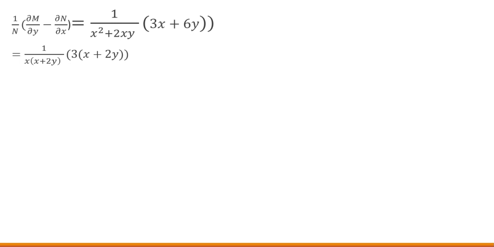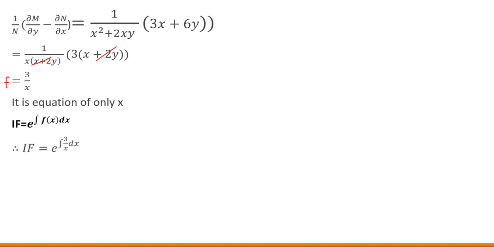And now taking 3 and x common respectively, we just cancel them out, that is x plus 2y, and we get 3 by x. Now the integrating factor here, since it is an equation of only x, is e to the power of integration of f of x dx. So here this is f, right? So now we just put in the values, that is e to the power integration of 3 by x dx, and the integration of 1 by x is log x.